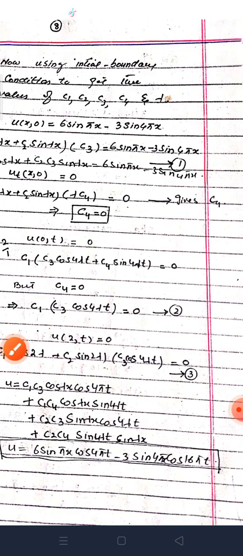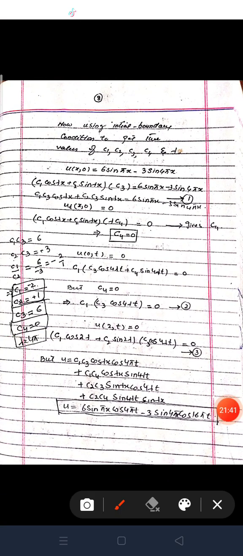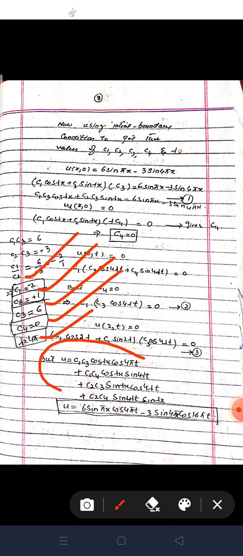I have got all the values, the values of c2, c1, c3, c4 and lambda. Put all these values into our equation. We will get our required answer.